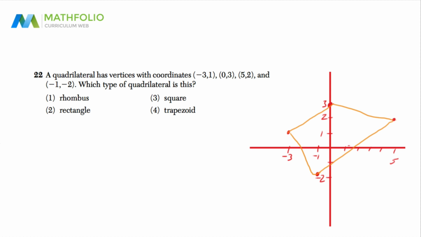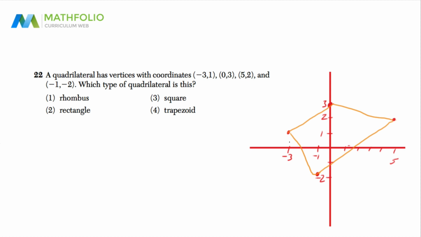So it says, what type of quadrilateral is this? Well, for it to be a square, it would need 4 90-degree angles. For it to be a trapezoid, it would need 1 pair of parallel sides. For it to be a rectangle, it needs 2 pairs of congruent sides and all 90s. And for it to be a rhombus, it needs all sides to be the same, and also other things like diagonals are perpendicular as well.